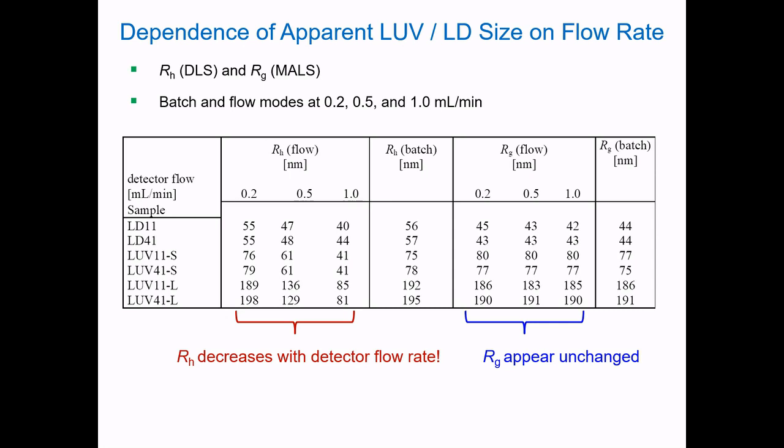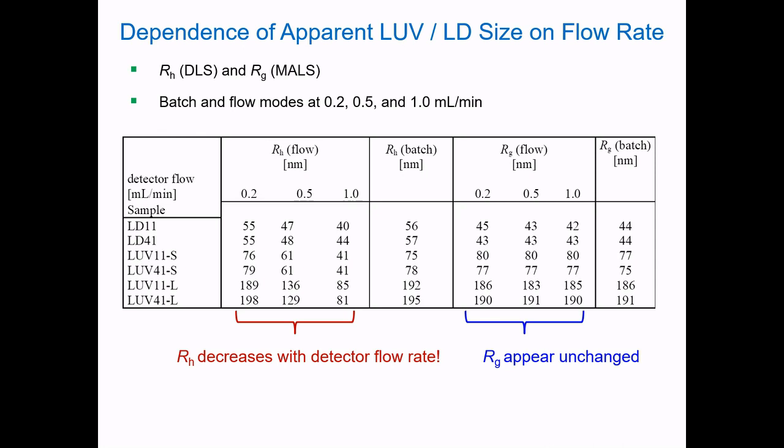From static and dynamic light scattering measurements, we determined the average radii at all three detector flow rates. Radius of gyration appears to be unaffected by the longitudinal flow, while hydrodynamic radius decreases with increasing detector flow rates. The highest reduction in hydrodynamic size with increasing flow rate was observed for the largest particles. The difference in the determined hydrodynamic radius was about 60%. Such a huge reduction in hydrodynamic radius could be an indication of vesicle deformation in flow.